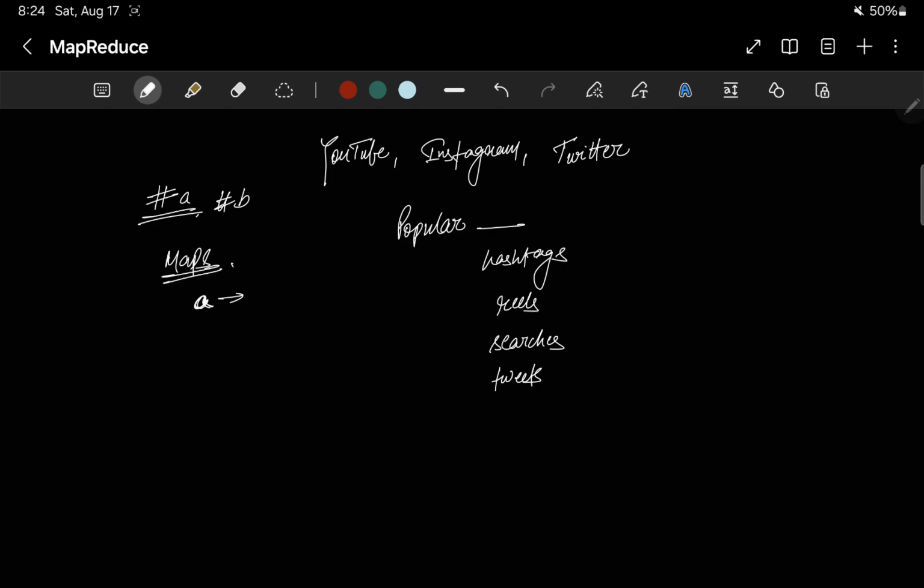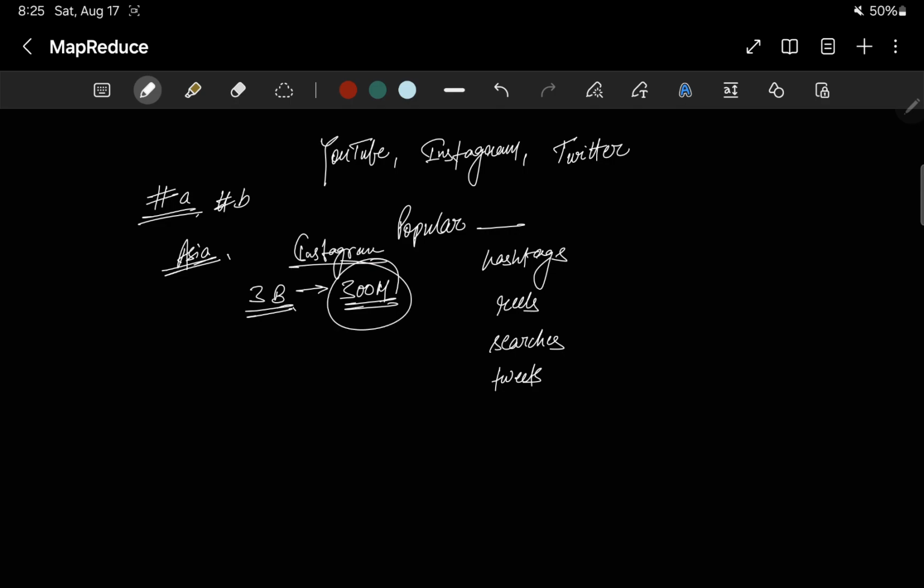Okay, for example, let's say in Asia market. Asia market has at least 3 billion people. Okay, assuming there are 3 million active users on any platform. Let's take an example of Instagram. Okay, I am just making up the numbers, so don't take it as a source of truth. So if there are 300 million users, they all are doing something.